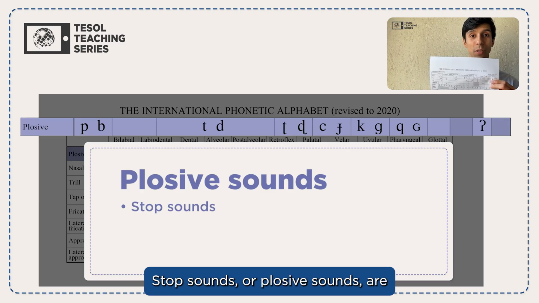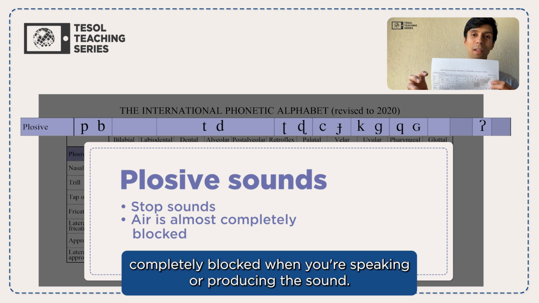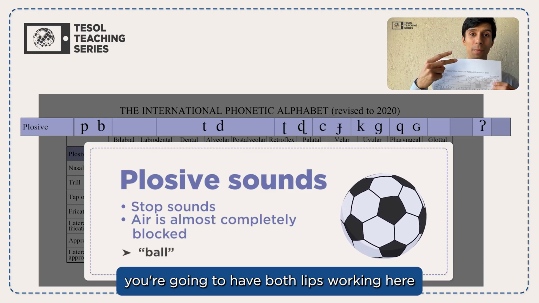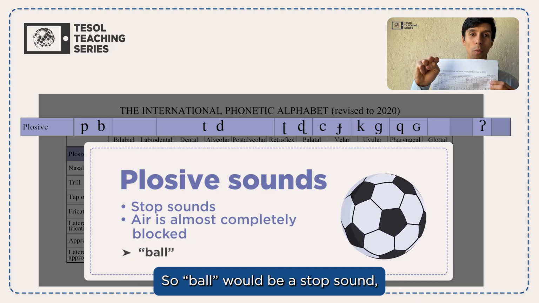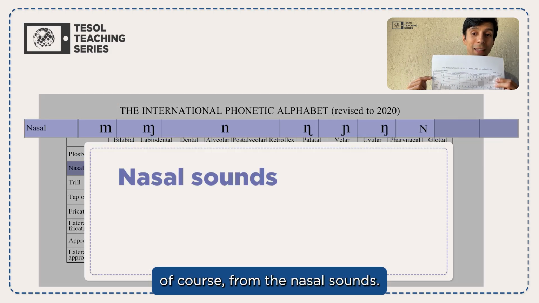Stop sounds or plosive sounds are those in which the air is almost completely blocked when you're producing the sound. So if you take a word such as ball, again, you're going to have both lips working here, and both of them are kind of holding the air when you're producing them. So ball would be a stop sound, which is a little different, of course, from the nasal sounds.